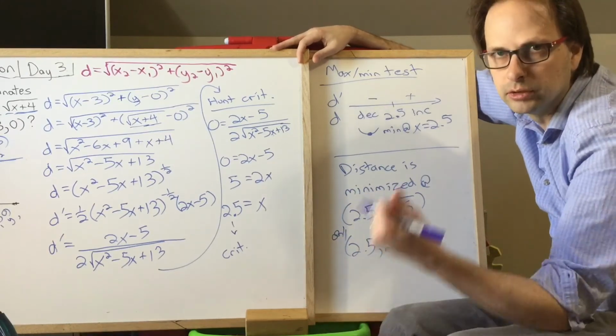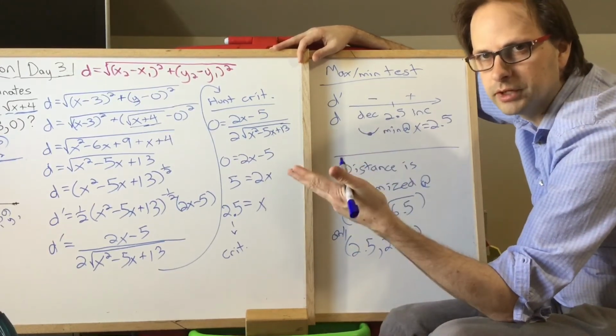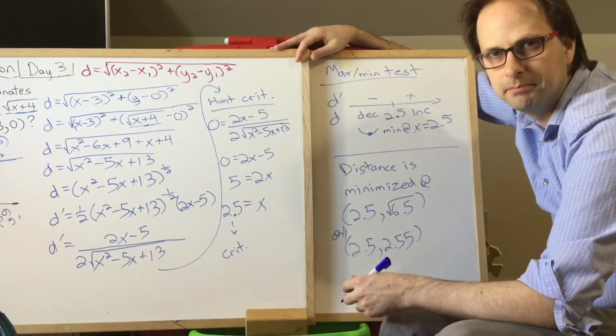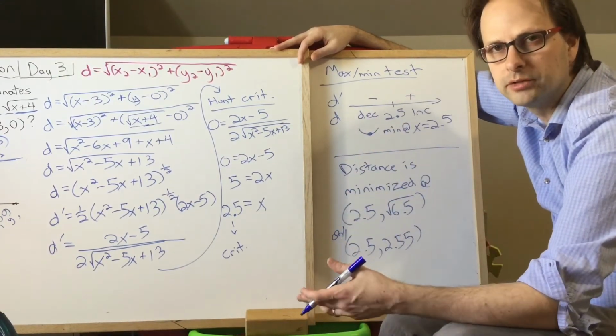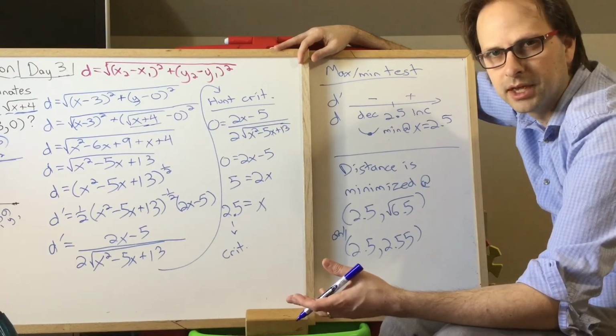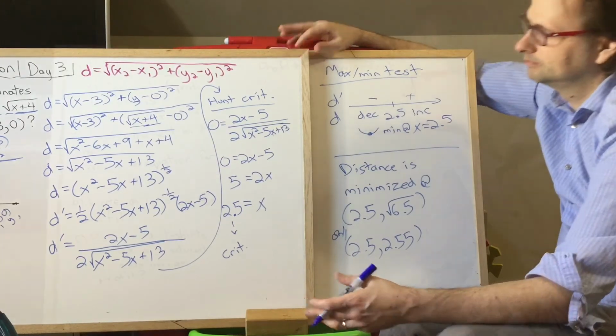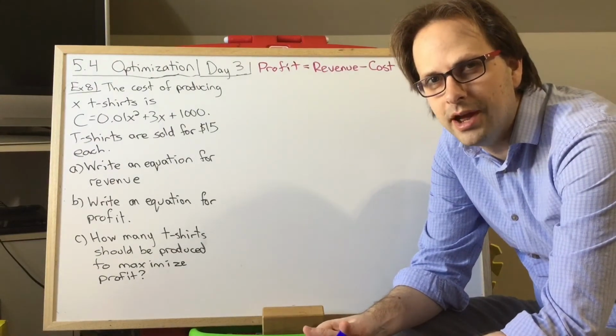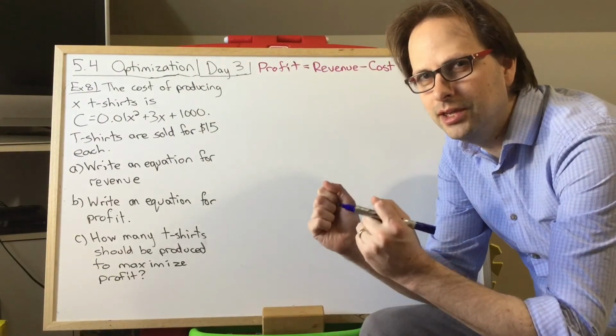So the steps are still draw, make an equation, fix the equation, hunt your critical values, and test for a max or min. We'll do one other question that involves a different type of application. Here's our last optimization example, and this one involves money!